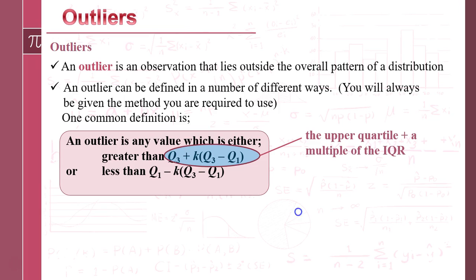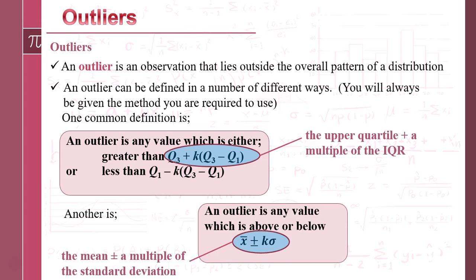The alternative you might get is something like this, which is the mean plus or minus a certain number of standard deviations. That one tends to be used a lot more, and you'll see that kind of definition a lot more when we talk about normal distributions in year 2. So the first definition is based around medians and the accompanying measure of spread, the interquartile range. The second definition is based around the mean and its accompanying measure of spread, the standard deviation.